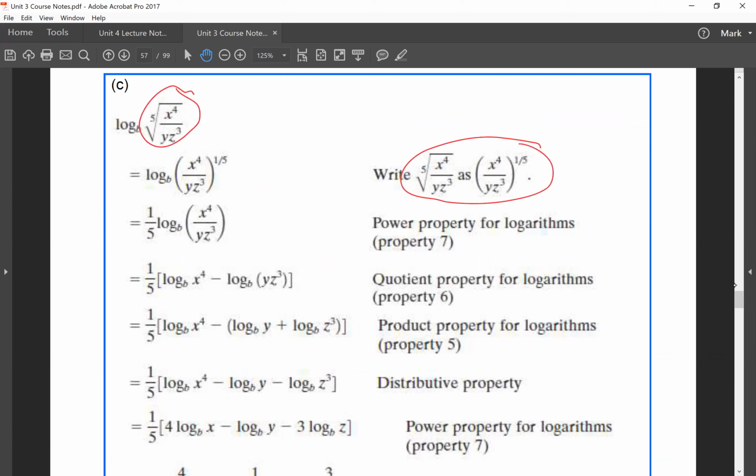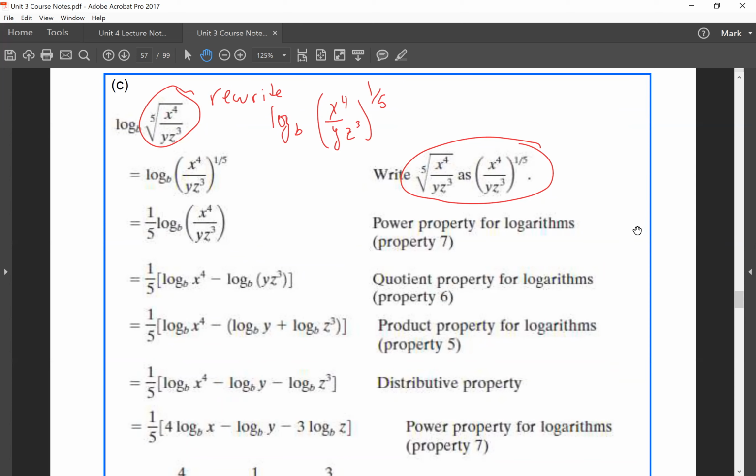First thing I would do is I wouldn't write this as the index 5 root. I would rewrite this so I get a nice exponent. So this would be log base b of the bracket x to the 4, y to the 3, z to the 1 over 5. And again, that's review from the radical stuff we did a week ago, maybe 4 classes ago. Now I can get started with my rules or properties of logarithms.